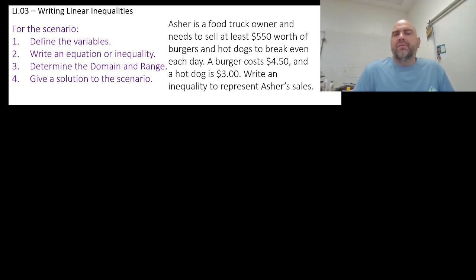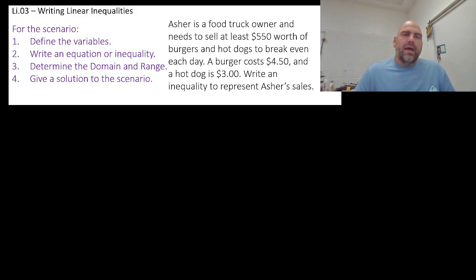So the example that we have here is that Asher is a food truck owner and needs to sell at least $550 worth of burgers and hot dogs to break even each day. Now, you'll notice that wording there. It says at least. That means that he could sell more, but he doesn't want to sell less. So we're going to be looking at an inequality because we have that wording there of at least. Okay, it's not equal to, it's at least. Now, a burger costs $4.50 and a hot dog is $3. Write an inequality to represent Asher's sales.